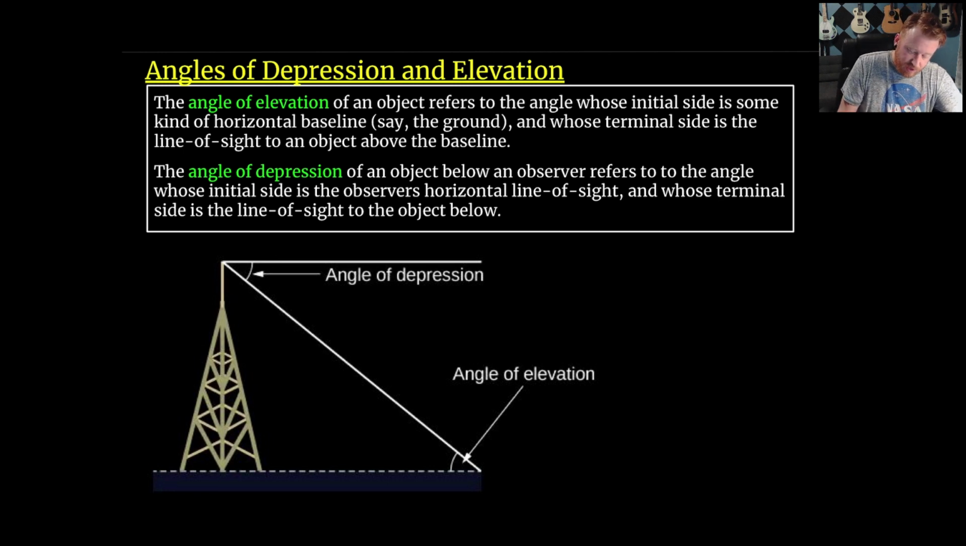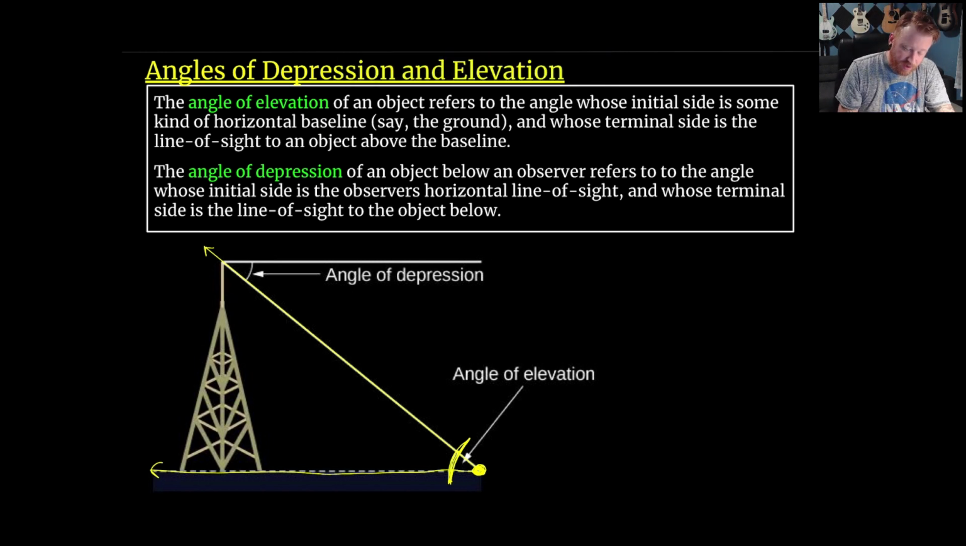So the angle of elevation refers to the angle whose initial side is some kind of horizontal baseline. So what we're saying is that we're down here on the ground. We are the observer, and we're down here on the ground. And our initial side is just the ground here, or just our line of sight at the ground if we want to approximate. And the terminal side is just the line of sight up here to our object. So this angle is the angle of elevation. We are on the ground, we have our line of sight going horizontal, and then we're looking up, and that angle created by the ground and our line of sight is the angle of elevation.